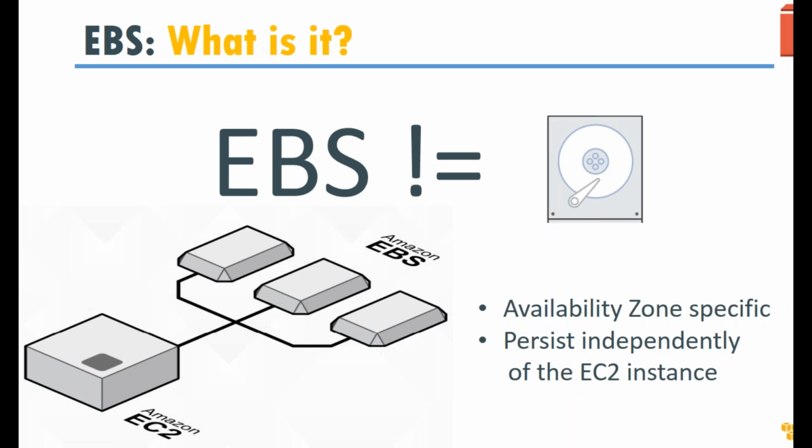What that means is, once you detach it from the server, the data and whatever information that is available in your EBS is persistent. It doesn't go away. So you can take this disk and assign it to another server and start using it.